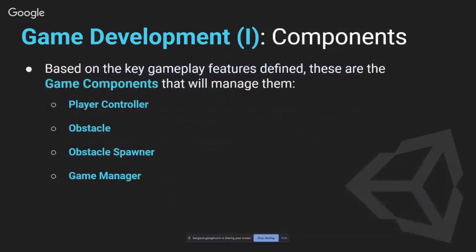So based on these key gameplay features that we have defined, we need to develop some game components that communicate and help drive the system. So the player controller will be in charge of the player movement. The obstacles will be in charge of the movement and the collision. The obstacle spawner will be spawning the obstacles, and the game manager will keep track of the overall state of the game. This may not be very clear to all of you, but just keep in mind these 4 key components, and we'll be going through them step by step with you all.